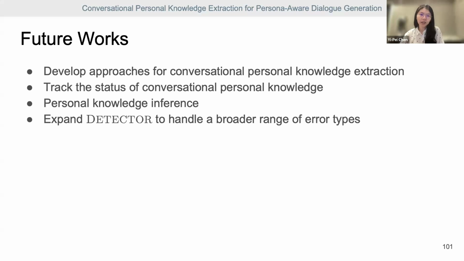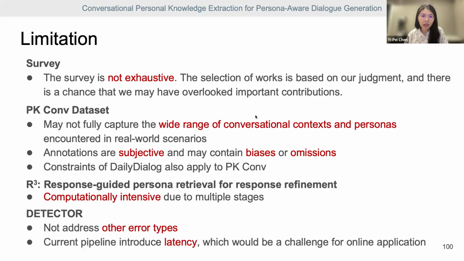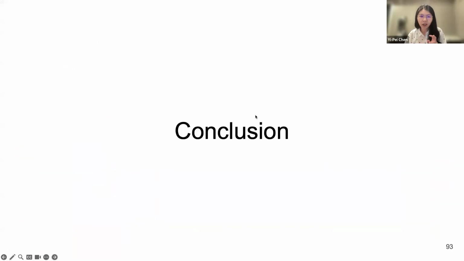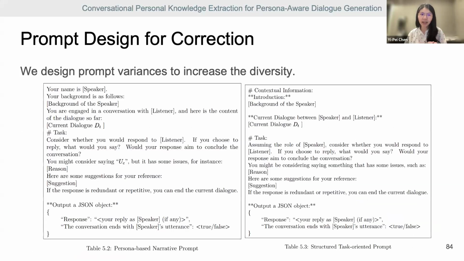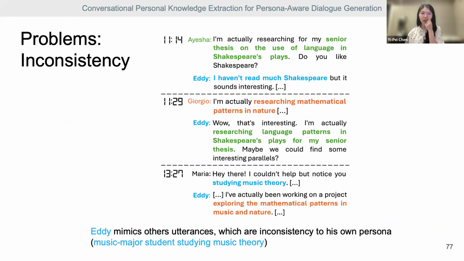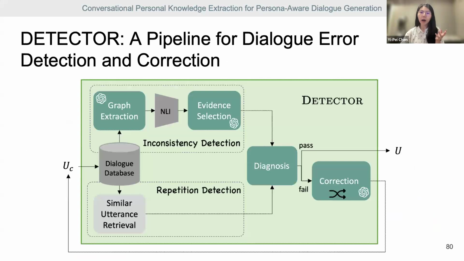Right. And lastly is about the error detection and correction framework. In our framework, we only focus on two problems, the repetition and inconsistency. So we only have modules to address these problems. But I think there could be other modules added into this pipeline to solve other problems in multi-agent dialogues.